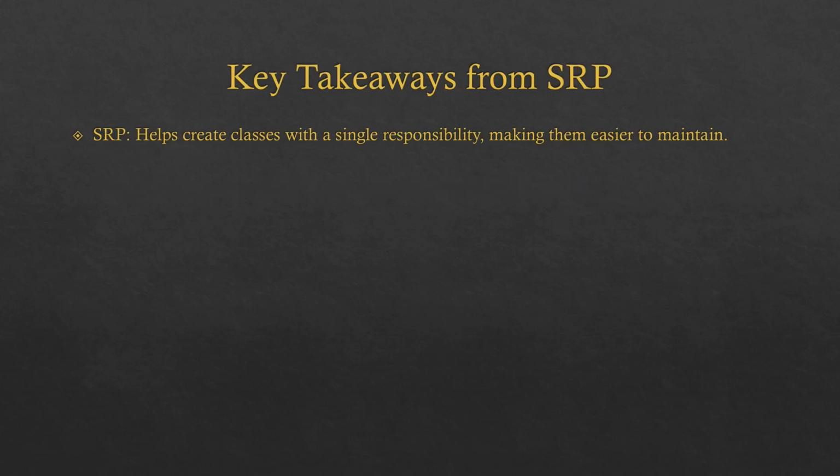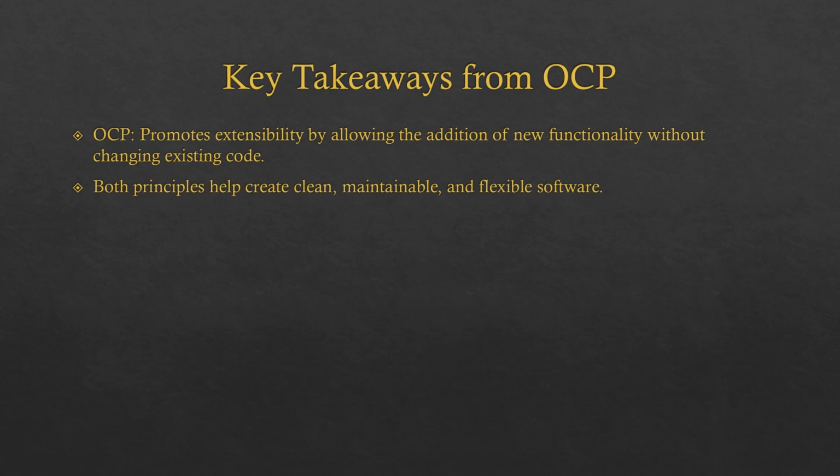To recap, the Single Responsibility Principle ensures that a class has only one reason to change, which leads to more maintainable and testable code. The Open-Closed Principle tells us that a class should be open for extension but closed for modification, allowing us to add new functionality without changing existing code. Both principles help in creating flexible and clean software.